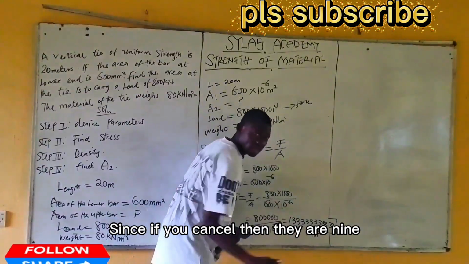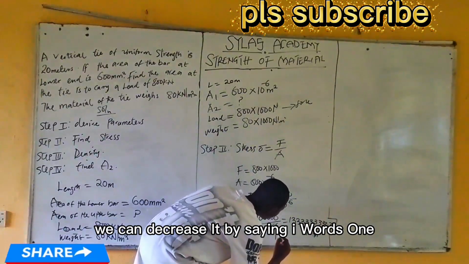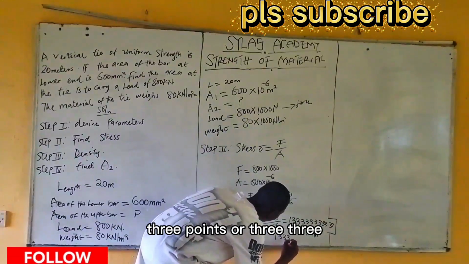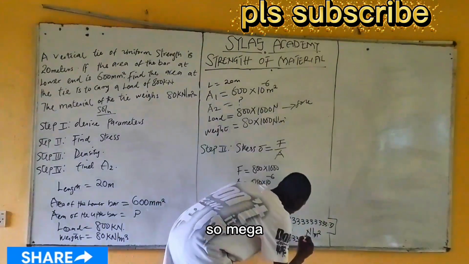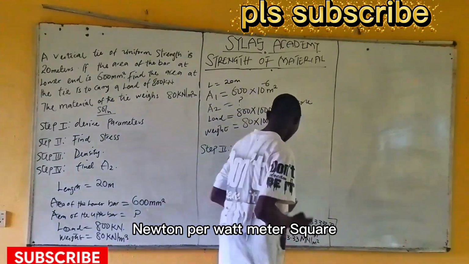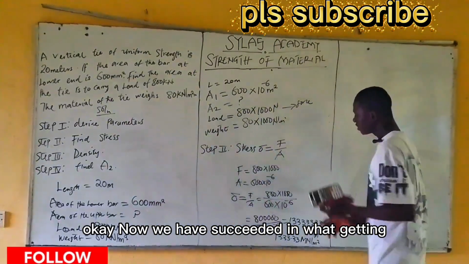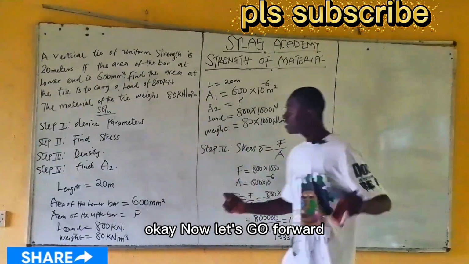Since if you count them, they are 9. We can decrease it by saying 1.33333. Since they are 9, 9 is mega, right? So mega Newton per meter square. Okay, now we have succeeded in getting our stress. Okay, now let's go forward.